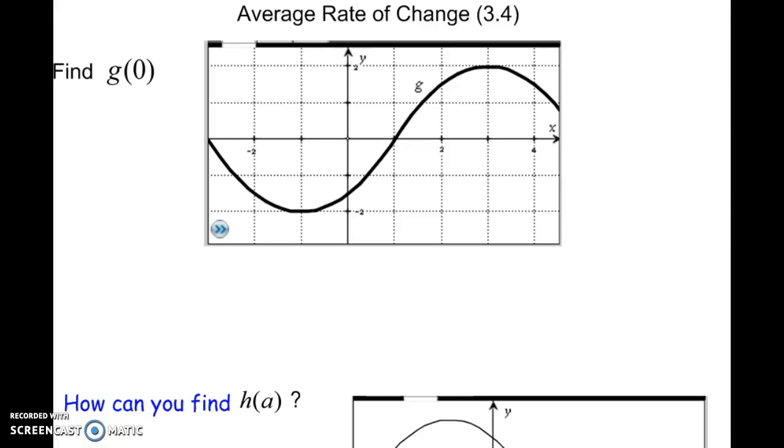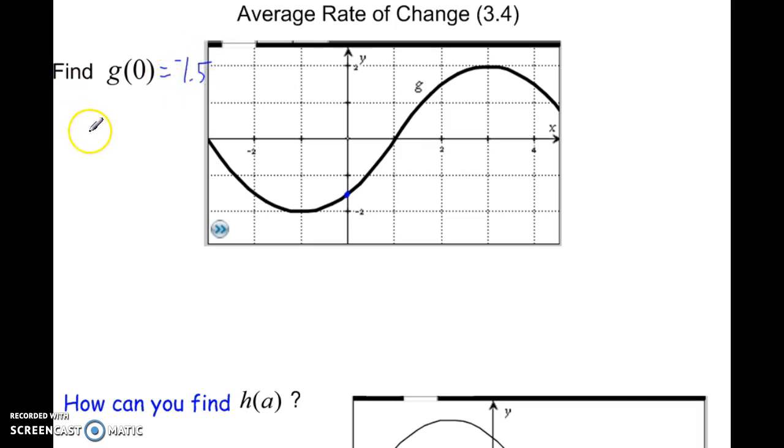Okay, let's just find a little bit of information off of a graph. So finding g of 0 graphically. So this is the g function. X is our x value is 0. So if you think x is 0, seems to hit right about here. So g of 0 is somewhere around negative 1.5.